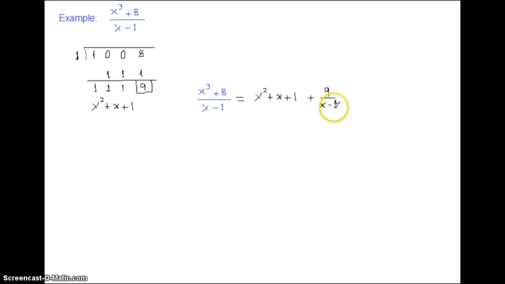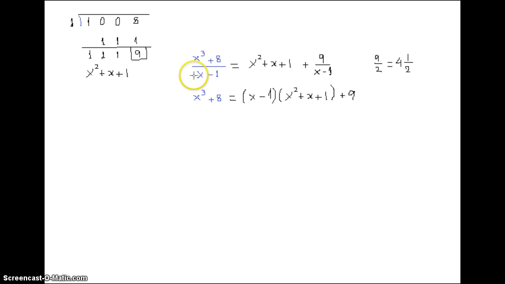Well, you are familiar with this form without knowing it. For example, if we divide 9 by 2, we get a quotient of 4 and the remainder 1 over the divisor. So we have the same situation here. Dividend divided by the divisor equals the quotient plus the remainder over the divisor.